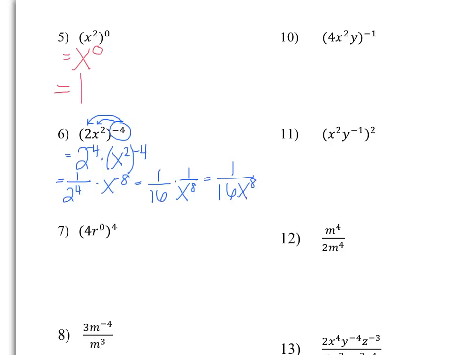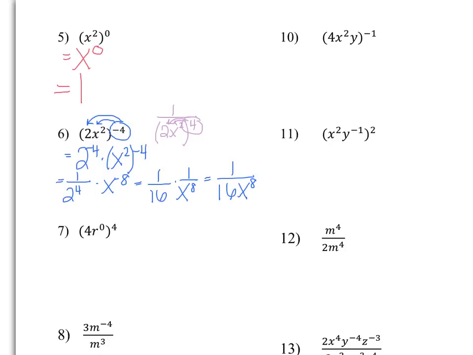Another way to do this is to deal with the negative exponent first and have 1 over 2x squared to the 4th power. Still, we'll have to take that exponent of 4 and distribute it to the 2 and to the x squared, but at least this way it gets rid of negatives early on.